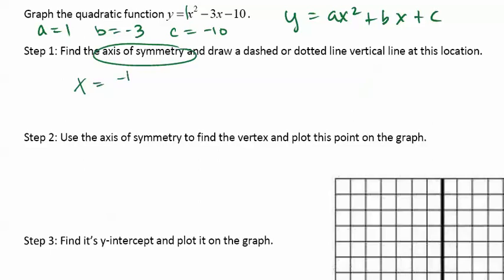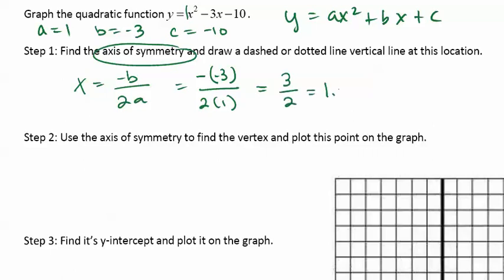x is equal to -b divided by 2 times a. Well, negative, and then remember that b is negative, so we have to insert it just as it is when we substitute: -(-3) divided by 2 times 1. So that will give us 3 divided by 2, and so that will give us a positive 1.5.